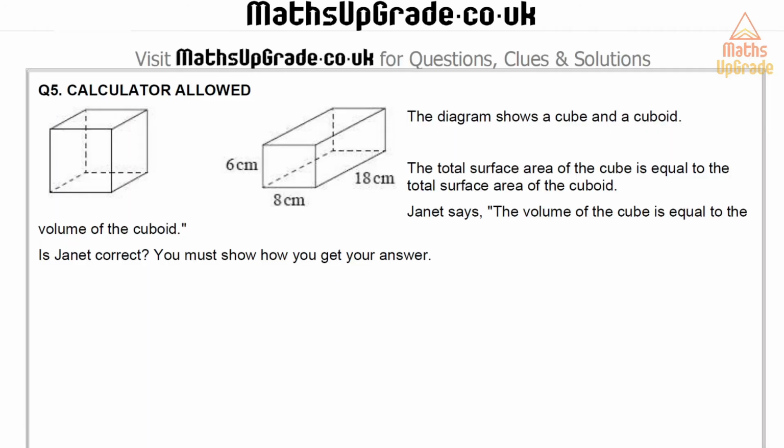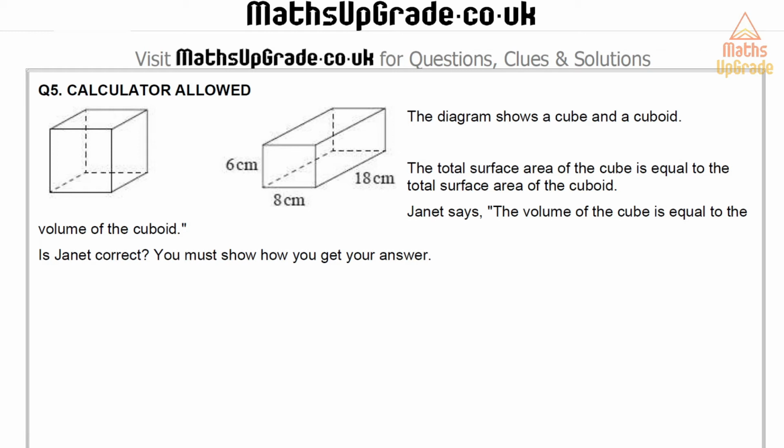Question 5. I've got a diagram showing a cube and a cuboid. The total surface area of the cube is equal to the total surface area of the cuboid. So that is a known fact. We need to see if Janet's statement here is correct. She says that the volumes of the 2 shapes are both equal. And we need to show how we get our answer. And that would be 5 marks.